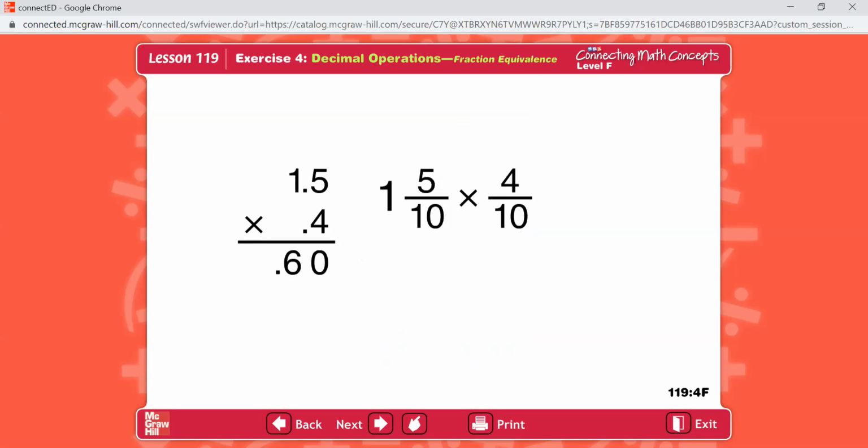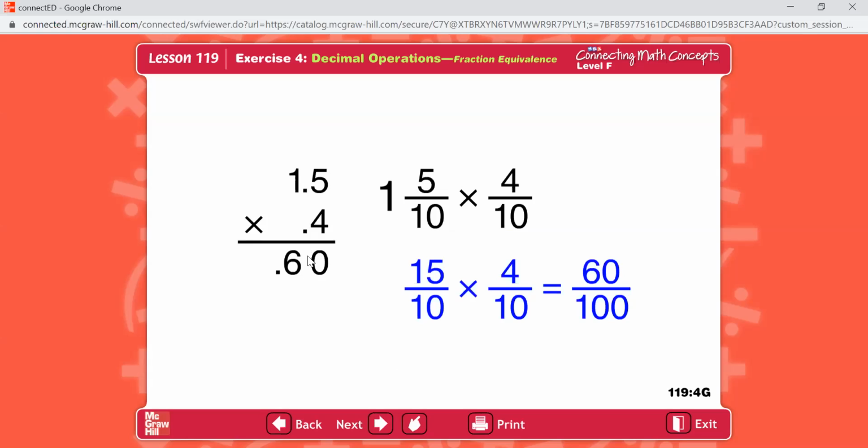We get the same answer if we work the fraction problem right here. We change 1 and 5/10 into a fraction, 15/10. So working it across, 15 times 4 is 60, 10 times 10 is 100, 60 100ths. It's the same. Remember, you can work a decimal problem as a fraction problem. The answer is the same value.